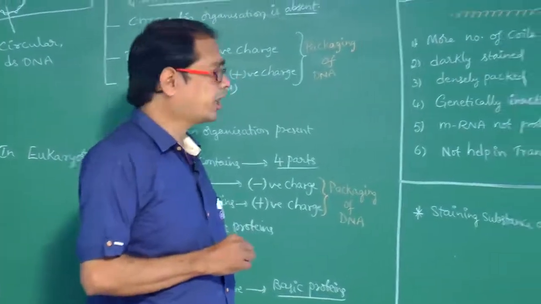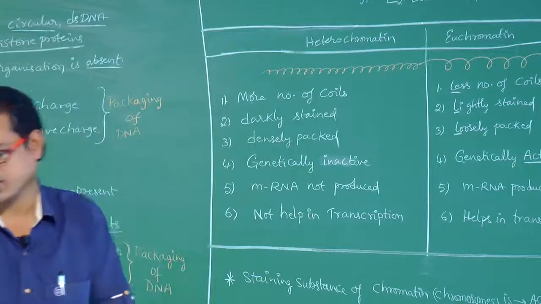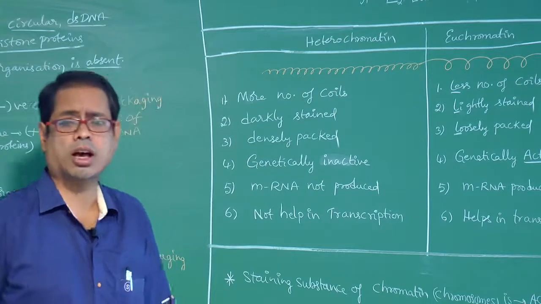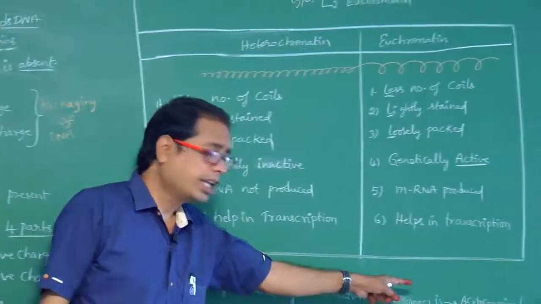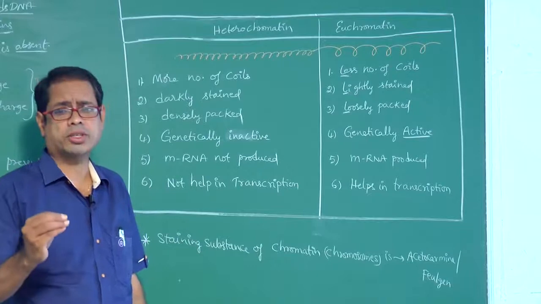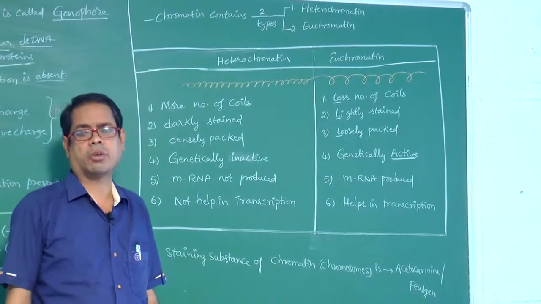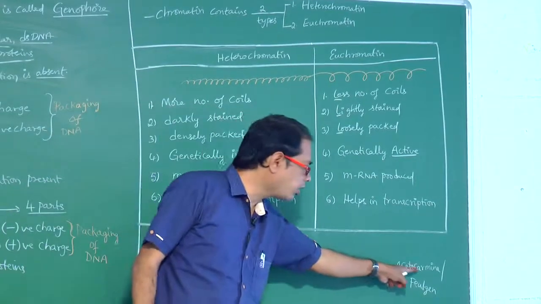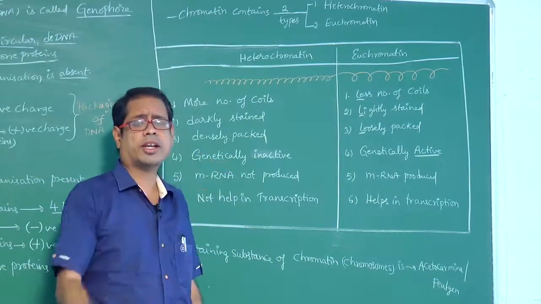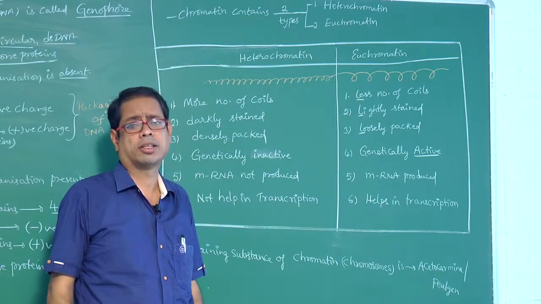Right. If we observe chromatin, the staining substance of chromosomes or chromatin is acetocarmine. Another one is Feulgen. So the staining substance of chromatin or chromosomes is acetocarmine or Feulgen. If we give acetocarmine or Feulgen inside the nucleus, the chromosomes absorb that substance and appear in color.